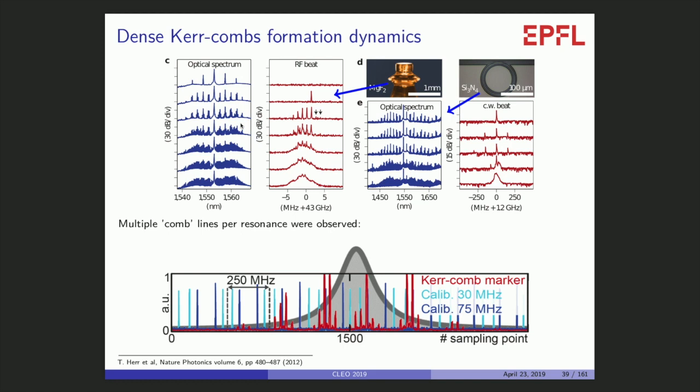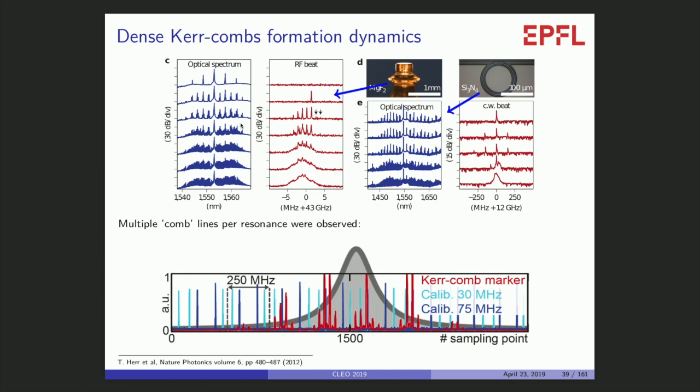And there's something rather interesting happening. As you pump the resonator and generate sidebands, these sidebands slowly fill in and generate a very dense comb. But as the comb is filling in with optical lines, you see also that the RF beat note, which initially is very nice and coherent, starts to develop sidebands and then develops this very noisy beat note width. So clearly what happened here is that you have lost coherence.